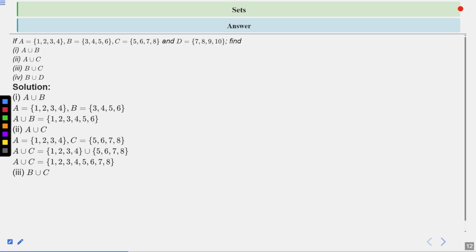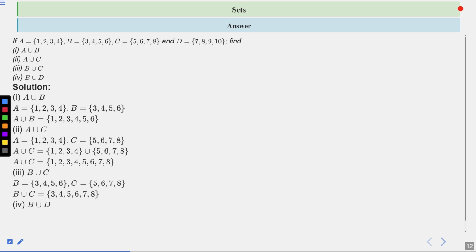Now for the third, B union C. B with elements 3, 4, 5, 6. C with elements 5, 6, 7, 8. The approach is the same, collecting all the elements and writing down the repeated elements once. Here we are getting this B union C set as 3, 4, 5, 6, 7, 8.